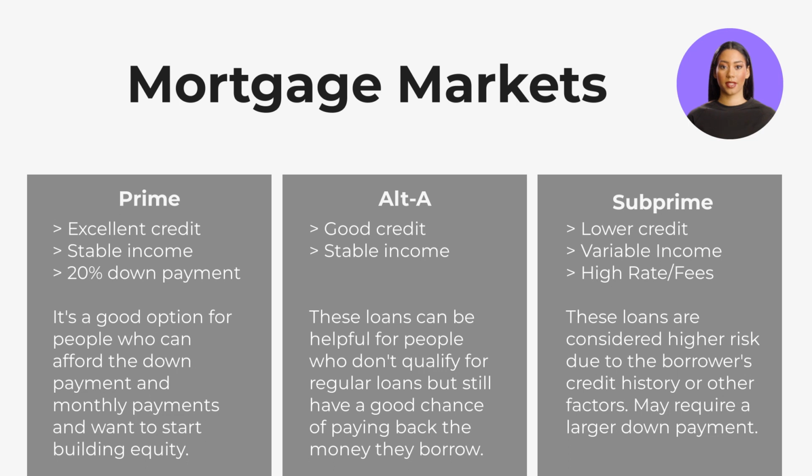Subprime mortgages are a type of home loan given to people who have a lower credit score or who might not have a lot of money. These loans are riskier for the lender because there is a higher chance that the borrower might not be able to pay back the money they borrowed. That's why subprime loans usually have higher interest rates and fees. Unfortunately, during the 2008 financial crisis, many people who had subprime loans were not able to pay back the money they owed, which caused a lot of problems for the economy.